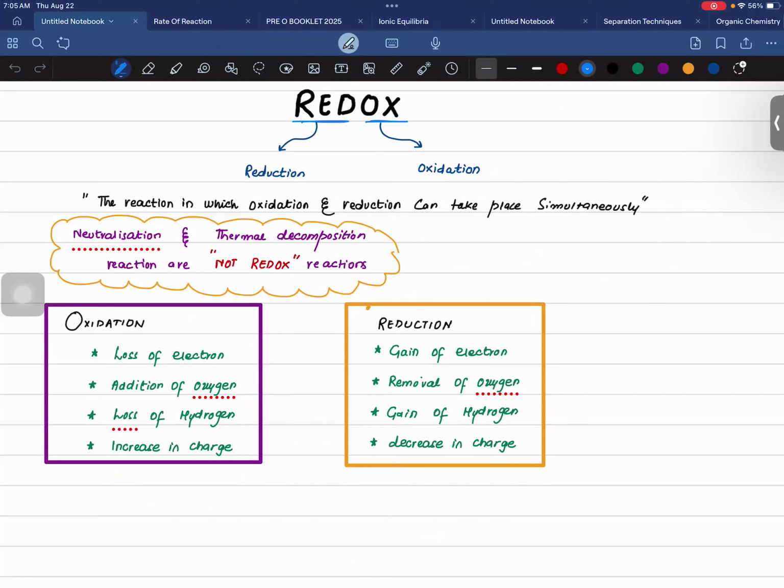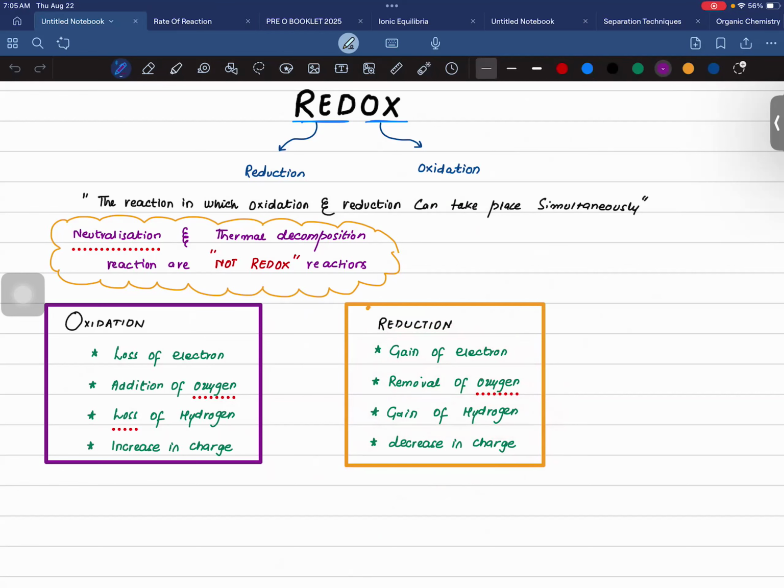If someone is going to lose electrons, obviously there would be someone gaining electrons. So this is mandatory in any chemical reaction: there is oxidation and there is reduction. Oxidation is the loss of electrons, the addition of oxygen, the loss of hydrogen, an increase in charge. And reduction can be the gain of electrons, removal of oxygen, the gain of hydrogen, or a decrease in charge.